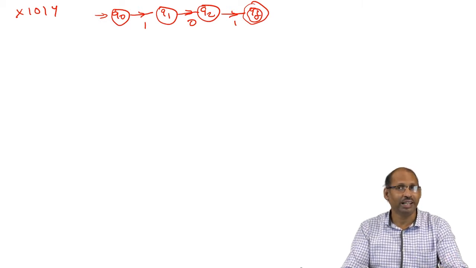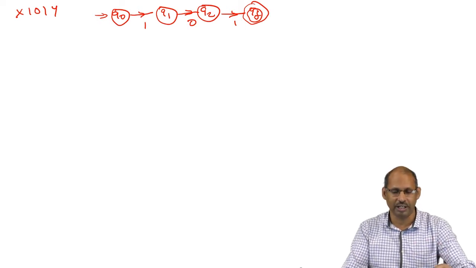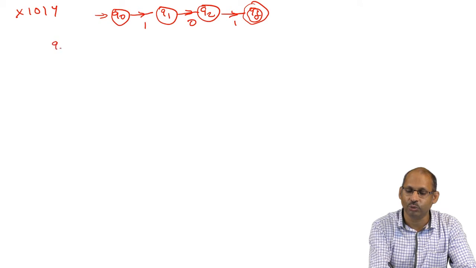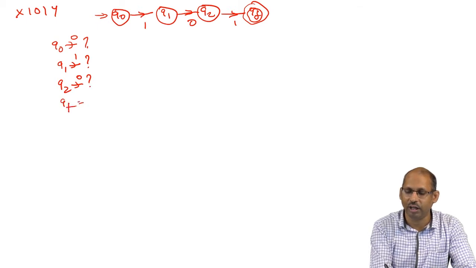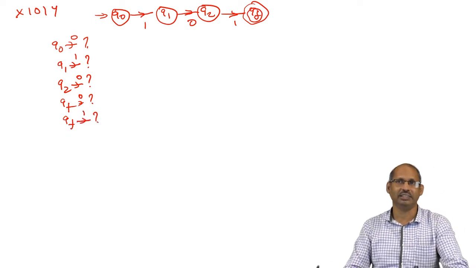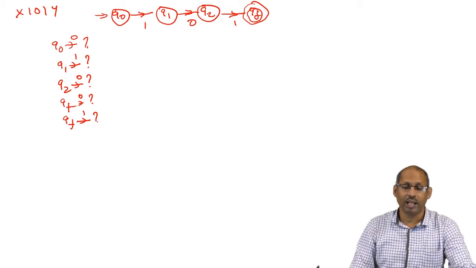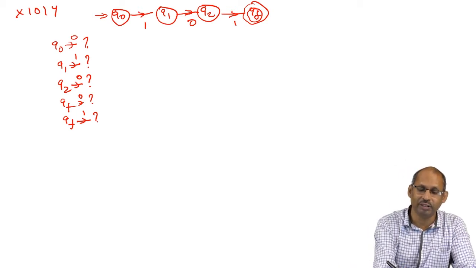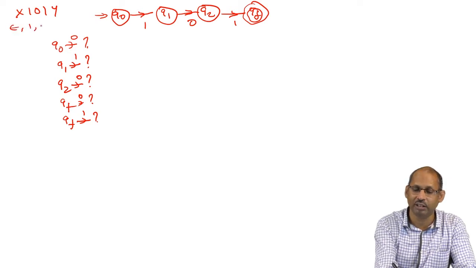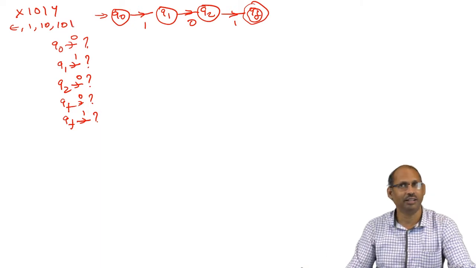Now, what the DFA says is that each state on each input symbol should have a transition. Q0 on 1 going to Q1, we have already considered. Now we have to find where Q0 on 0 goes, Q1 on 1, Q2 on 0, QF on 0, and QF on 1. We have to find these other transitions. According to our condition 101, what are the prefixes? Epsilon, 1, 10, 101 are the prefixes.